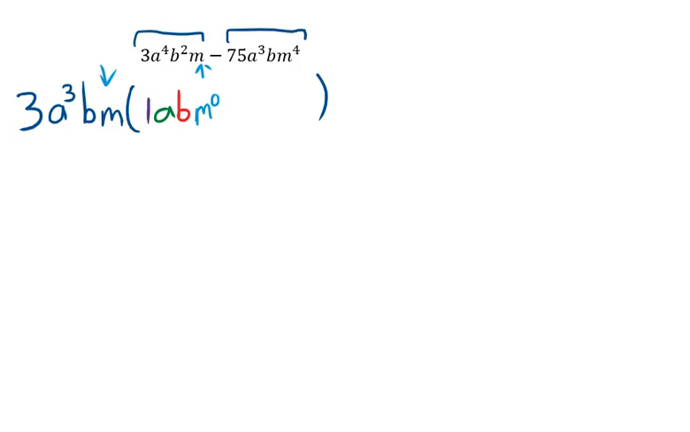But I don't usually write m to the 0. M to the 0 is 1. Times 1, I don't need to write anything. So the m got totally factored out.